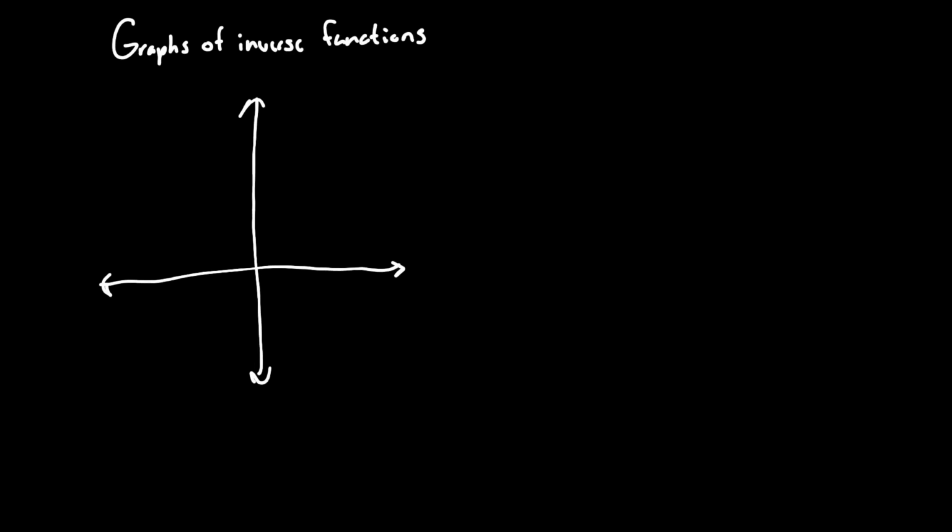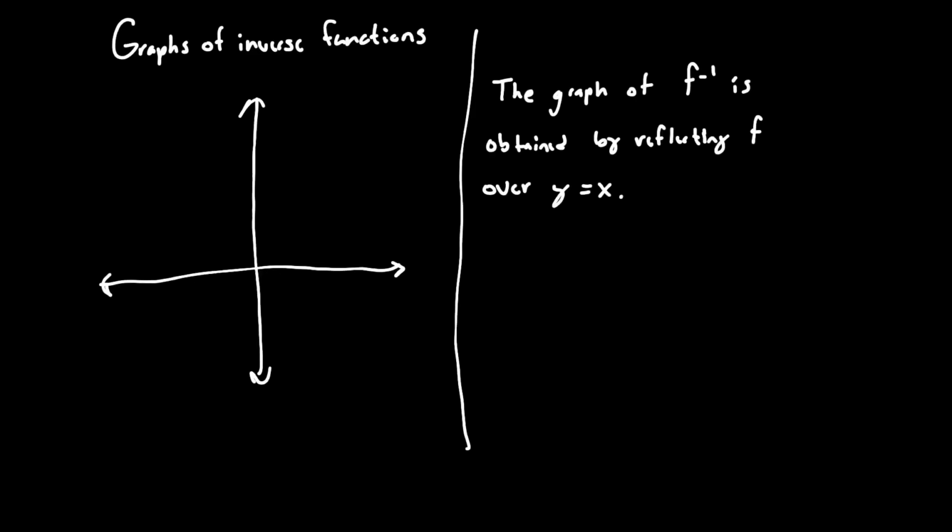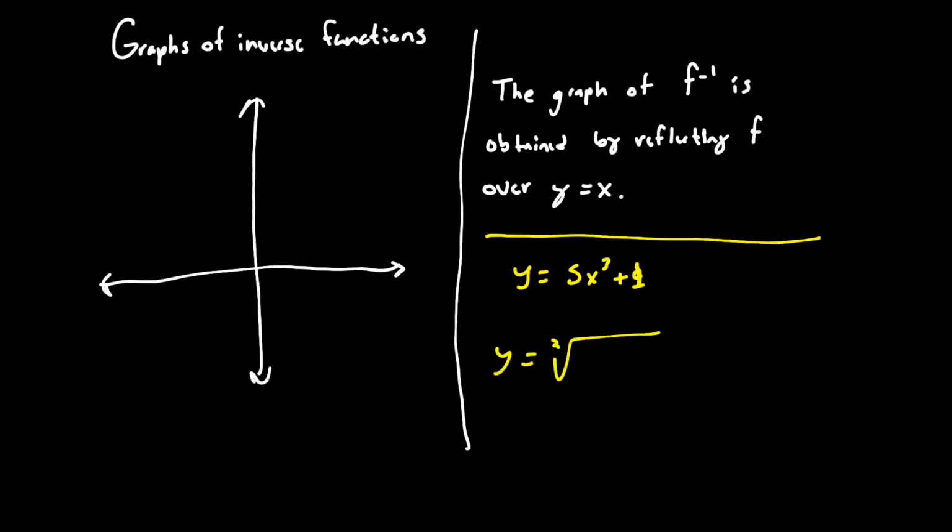Before we look at any more problems, it's worth noting that the graph of an inverse function can be obtained from the original graph by reflecting it over the line y is equal to x. For example, in the last video, we saw that y is equal to 5x cubed plus 1 has an inverse given by y is equal to the cubed root of x minus 1 divided by 5.